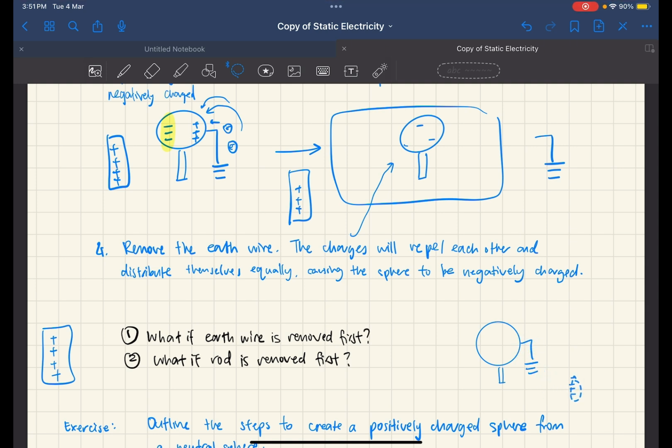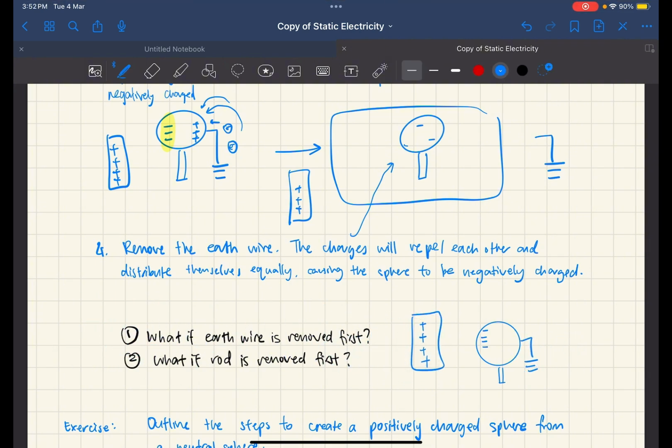So the sequence matters over here. You need to make sure that you remove the earth wire first before the rod. Because if you don't remove the earth wire first and you remove the rod first, then you will have a sphere that is completely neutral, which is not what you want.